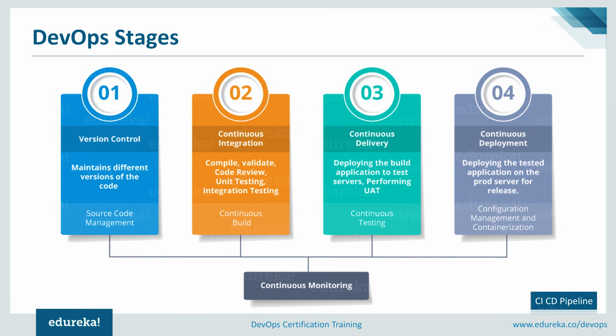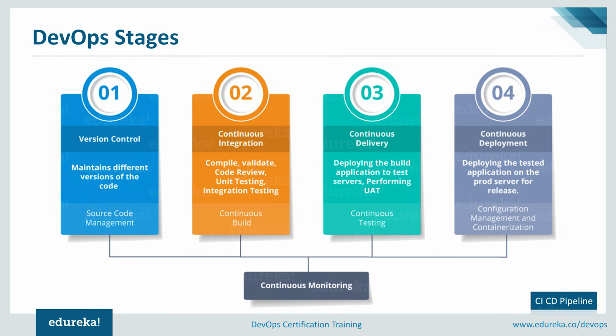After the stage of continuous integration, we have continuous delivery. Until now, your product is ready and tested, now it has to be delivered. That's where continuous delivery comes in. Consider a continuous integration tool, let's say Jenkins. Jenkins will deploy onto the test servers to perform user acceptance testing with the help of tools like Selenium. Once that is done, it will be deployed onto the prod servers for release. If this step is done automatically, then it is known as continuous deployment. But if the step is done manually, if somebody has to approve it, then it is known as delivery.